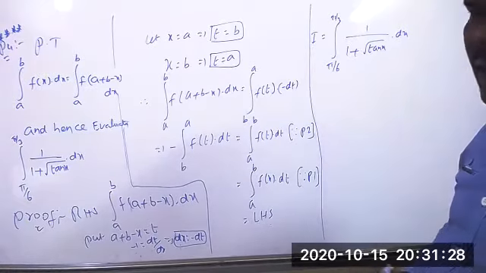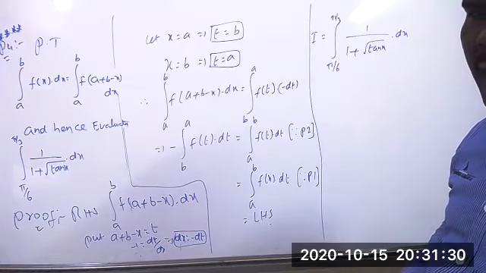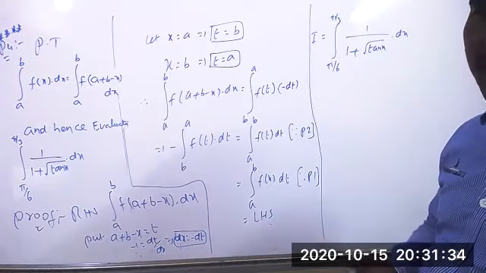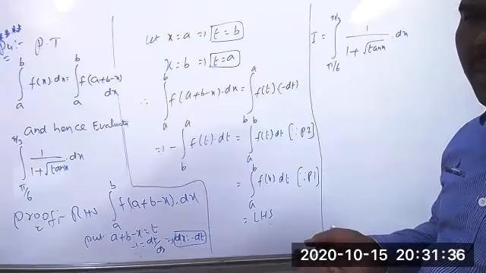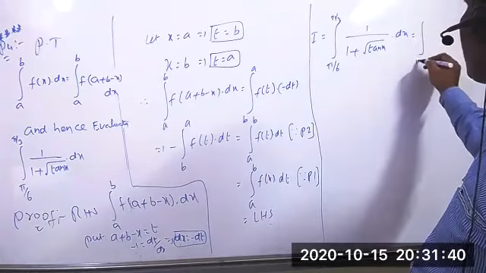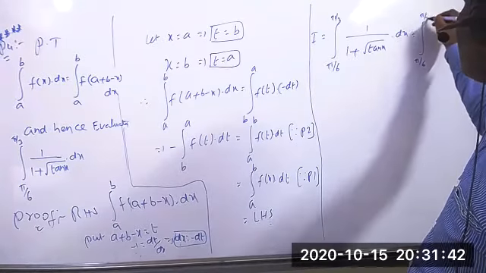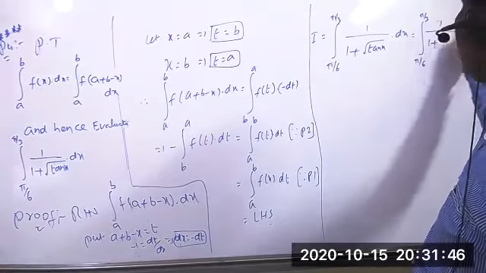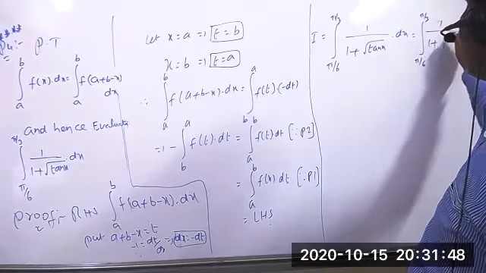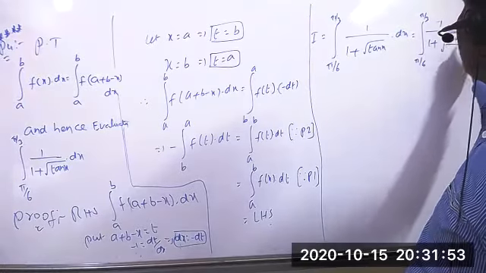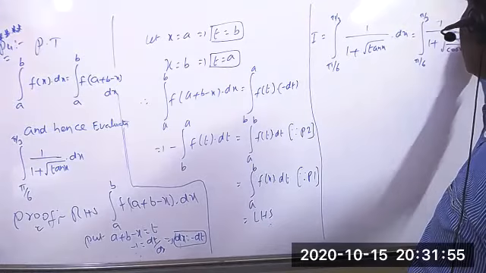Now we can change this value. What is the meaning of tan x actually? Tan x equals sin x by cos x, we know that. But root of sin x by cos x equals root sin x by root cos x. So you can write clearly integration of pi by 6 to pi by 3, 1 by 1 plus square root of sin x by cos x dx.